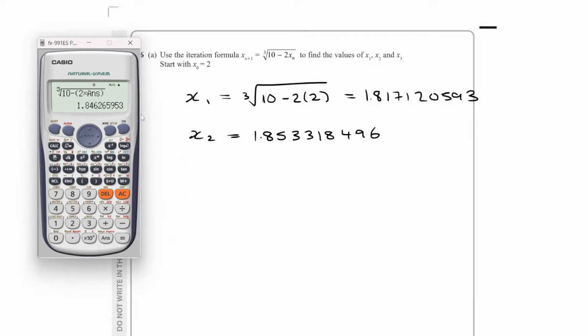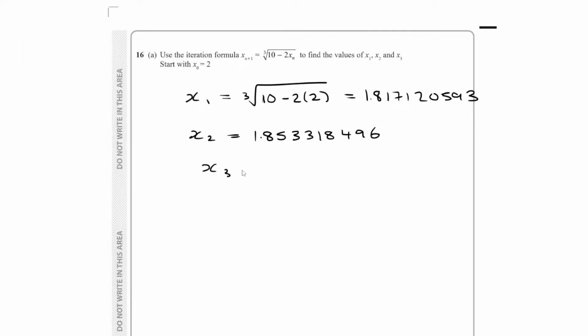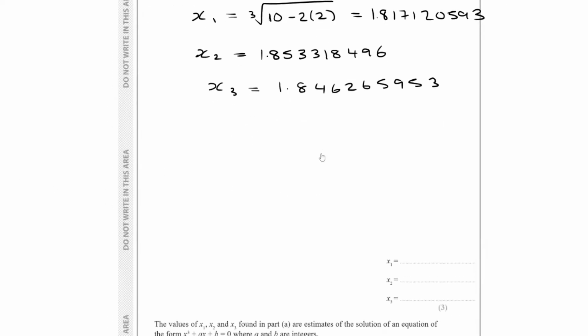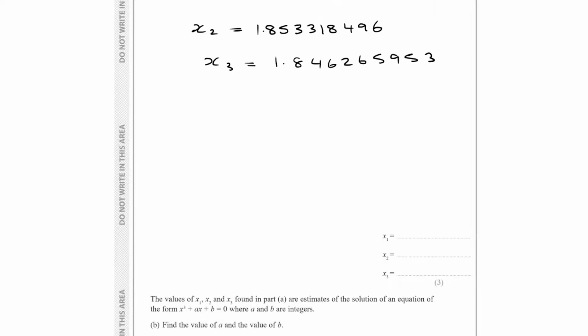x3, there, x3, 1.8462. You probably don't need this many decimals, but I just prefer to write them there. And then obviously you fill out this bit here. Now, in their official answer, they've given 3 decimal places. That's kind of what they've suggested. So you could then maybe write down here 3 decimal places. Yeah, like that.